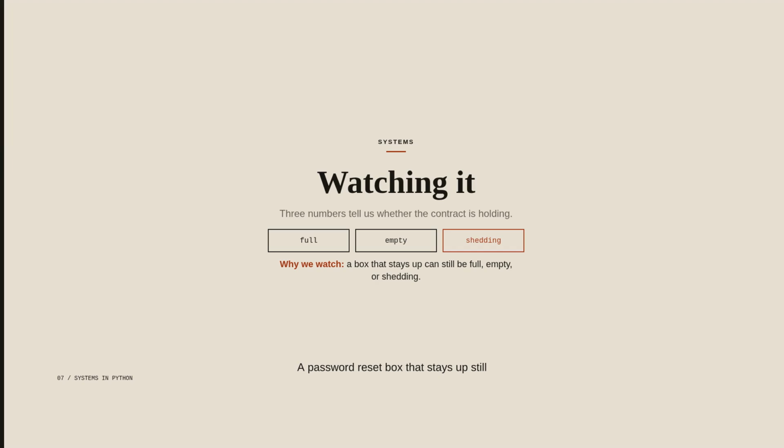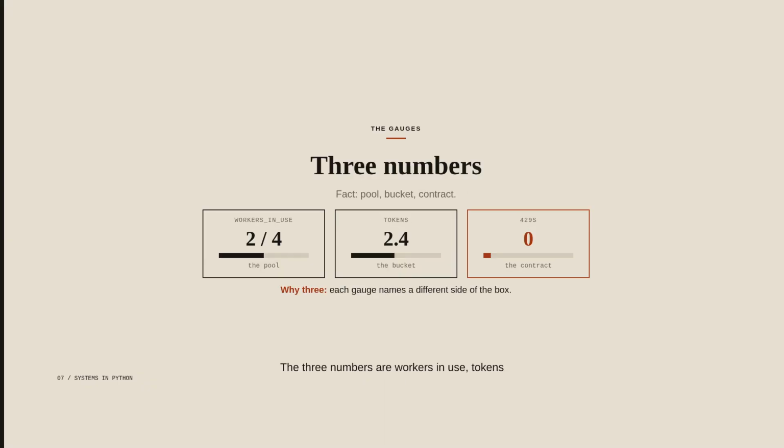A password reset box that stays up still has to show us whether the contract is holding. Those numbers tell us whether the password reset box is holding the contract. Workers, tokens, and 429s are the three gauges on this box. The three numbers are workers in use, tokens left, and the 429 count.